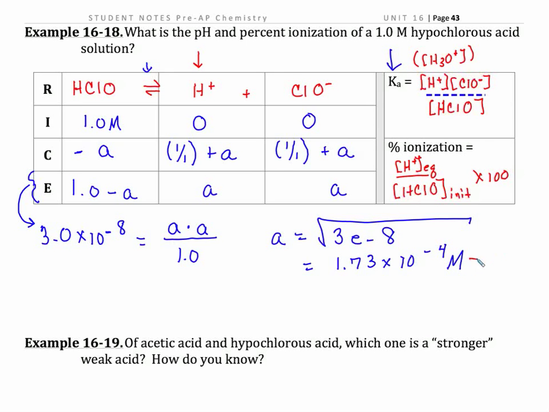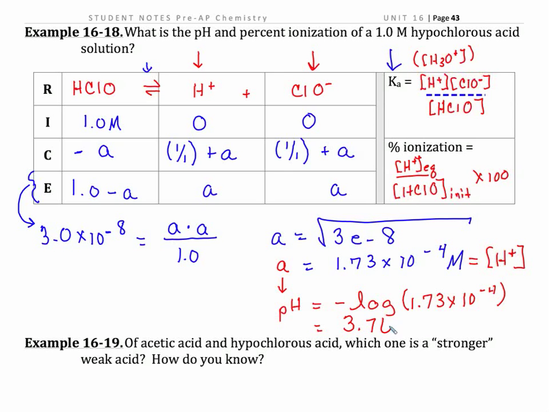Now, I want to redefine that for us. Remember, A is equal to both ion concentrations, but in particular, it's equal to my H+ concentration. Now, if you have A, it's only one step to pH, because pH is equal to minus the log of your H+, 1.73 times 10 to the minus 4th. And when you plug that in, you all did quite well on that. There shouldn't be a problem. And if there is, I want you to come and see me. So my pH is 3.76.